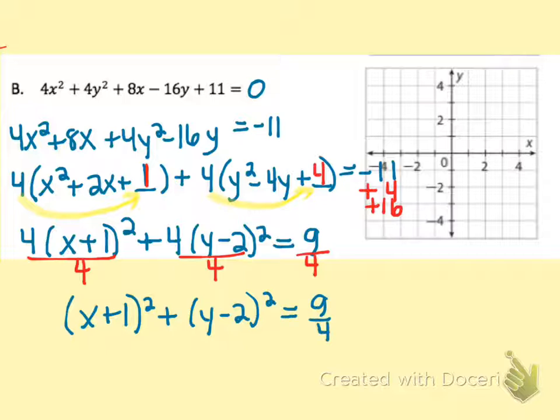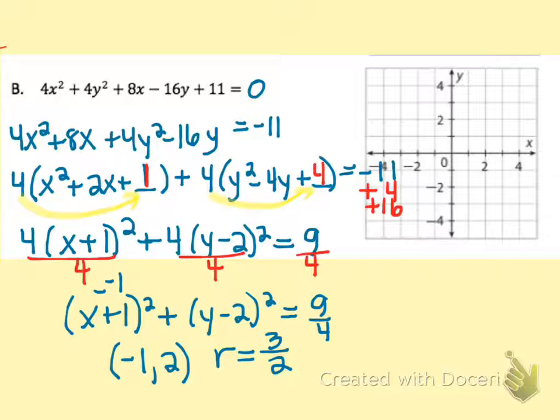So what's the center? Well, the center must be negative 1, because that means this part right here must be minus negative 1, right? And 2 for the y. And then what's the radius? Well, the radius is the square root of 9/4, which is 3/2. So it's not a great radius, but it's not terrible either. They're both perfect squares, the 9 and the 4, so it was really easy to figure out that radius.